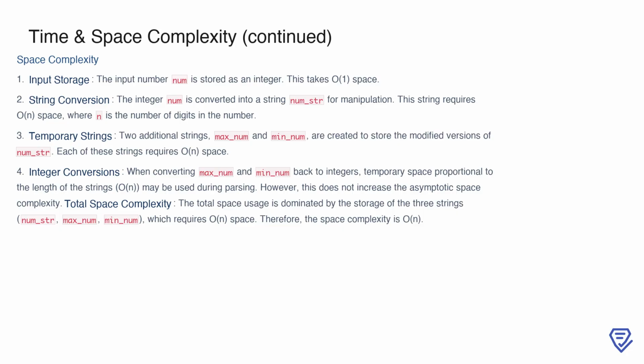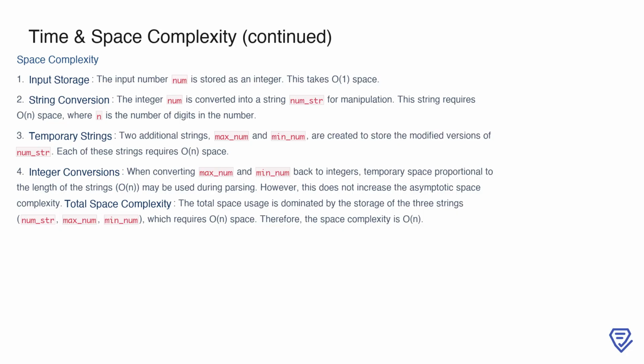The input number is stored as an integer, which requires O(1) space. When the integer is converted into a string number_str, it requires O(n) space, where n is the number of digits in number. Two additional strings, max_number and min_number, are generated to store the modified versions of number_str. Each of these also requires O(n) space.